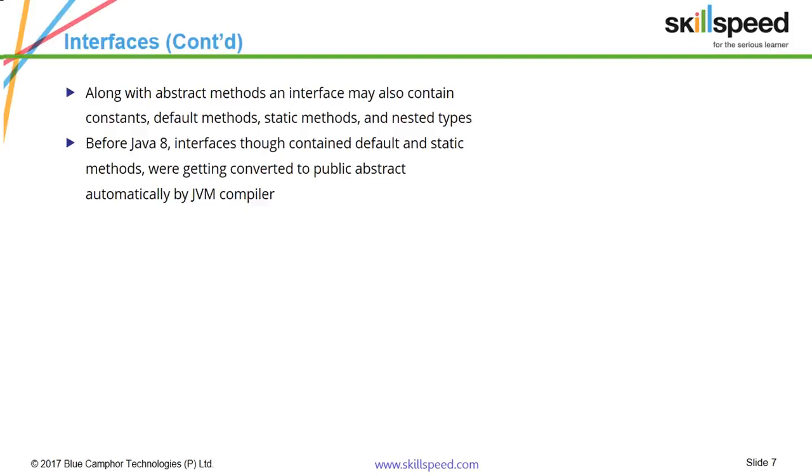Before Java 8, though the interfaces contained default and static methods, once we have compiled the interface, these default and static methods used to get converted to public abstract methods automatically by the JVM compiler. But since Java 8, method bodies can exist for default methods and static methods, which means it is not compulsory that all the methods in interfaces must be abstract methods. Interfaces can contain methods with body, which means they can contain non-abstract methods also from Java 8.